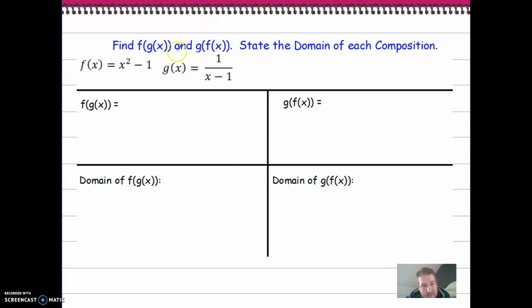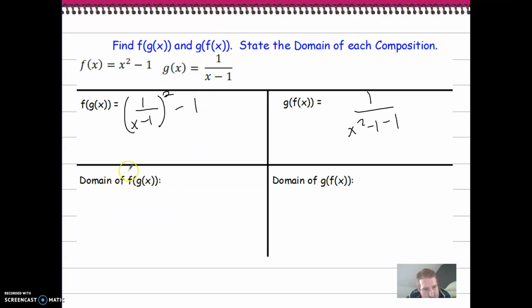So find f of g of x and g of f of x. State the domain of each composition. Okay. So for f of g of x, I'm going to take this function and put it in right here. So that's 1 over x minus 1 squared minus 1. And for g of f of x, it means I'm taking this function and putting it in for x right here. So that's 1 over x squared minus 1 again, because of that minus 1 right there.